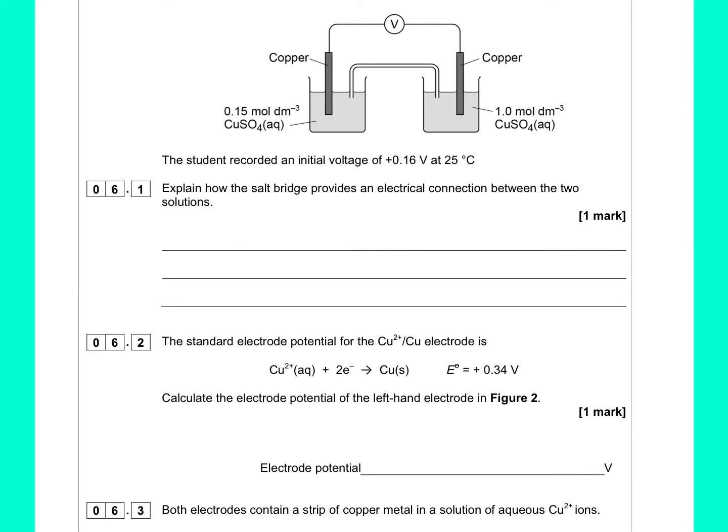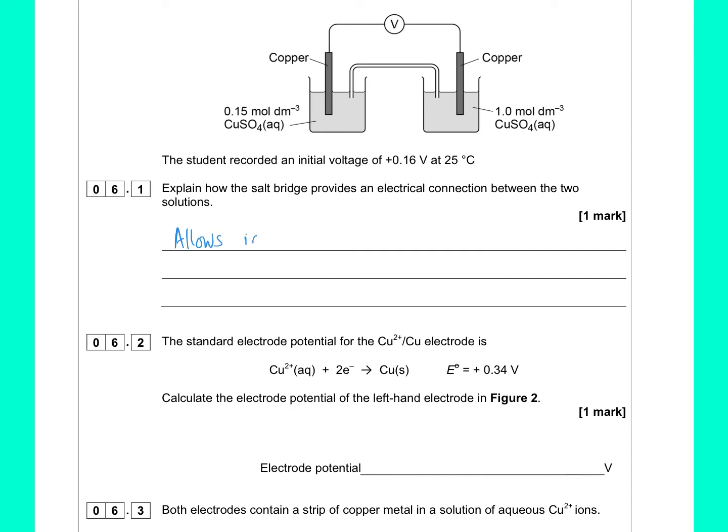So question 6 is about electrochemical cells, but it's slightly different to the questions we've seen before, because rather than having 2 different metals and solutions, we've got both sides are copper, but the reason there's a potential difference is because there is a difference in the concentrations used, which does mean that there's going to be a difference in the electrode potentials. So 6.1 asks how the salt bridge provides an electrical connection.